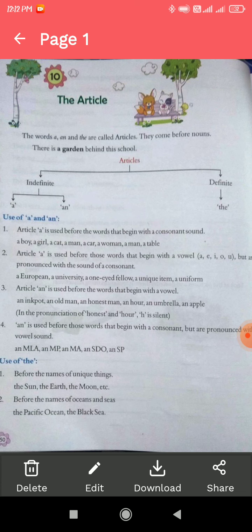So right now we have discussed using the articles a and an. Now we will come to know about some important points of article the, that is definite article.